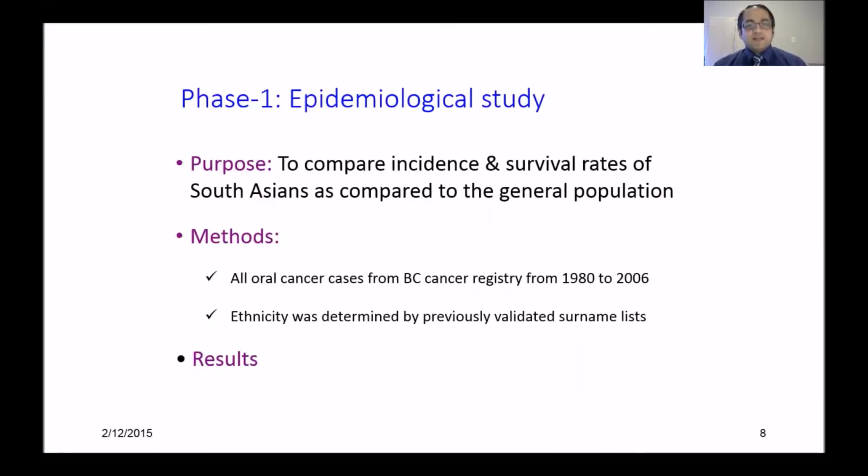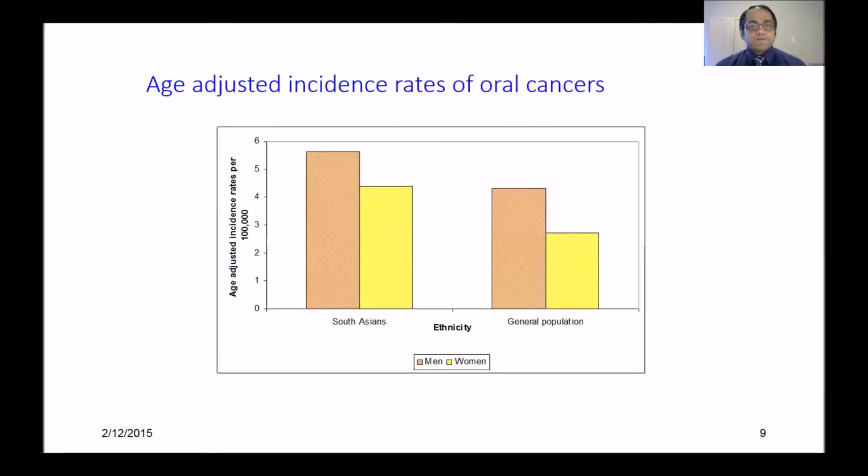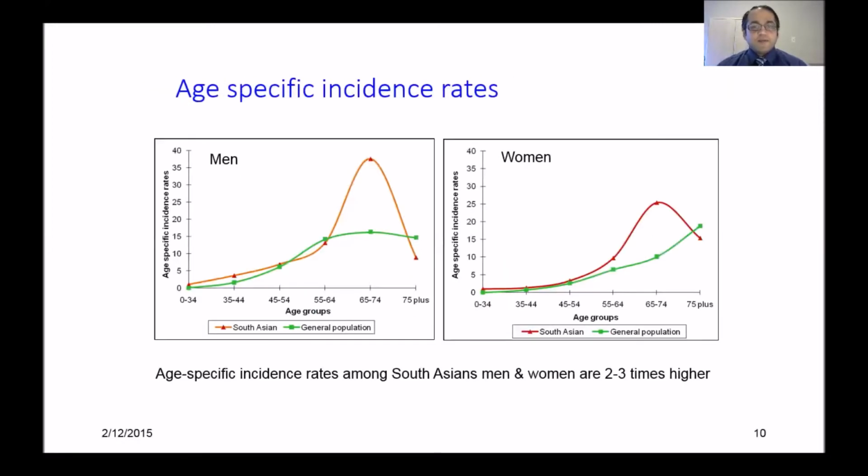We have data from 1980 to 2006 from the BC Cancer Registry, and we used a surname list to determine the ethnicity of the patients. The results of our study suggested that indeed South Asians had higher rates of oral cancers as compared to the general population among both men and women.